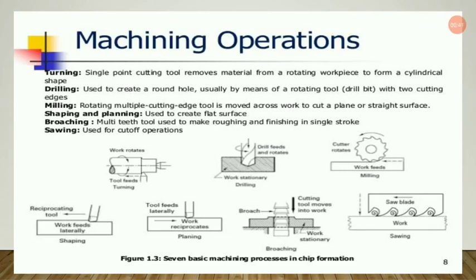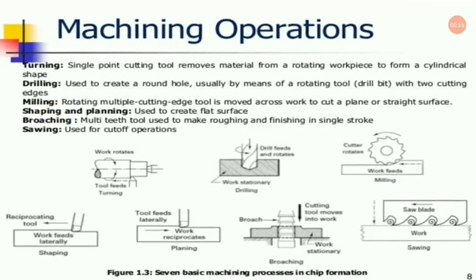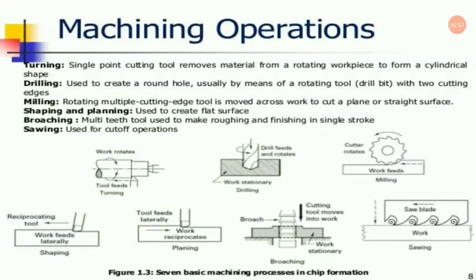So before starting machinability, let us discuss some of the most popular and common machining operations that are being performed on a day-to-day basis. So first one is turning. As you can see over here, turning means a single point cutting tool removes material from a rotating workpiece to form a cylindrical shape. Next is your drilling. It is used to create a round hole, usually by means of a rotating tool, that is a drill bit with two cutting edges.